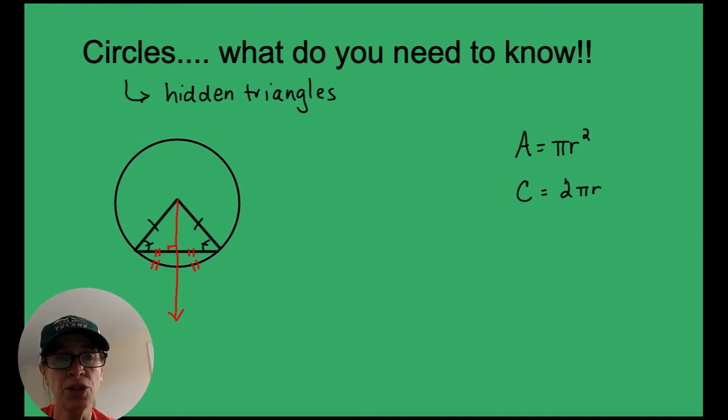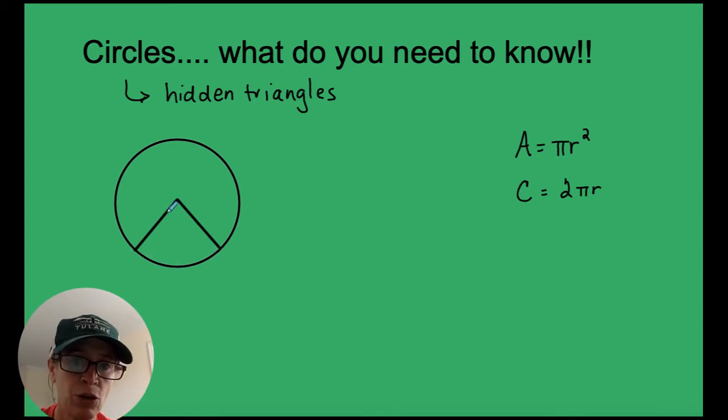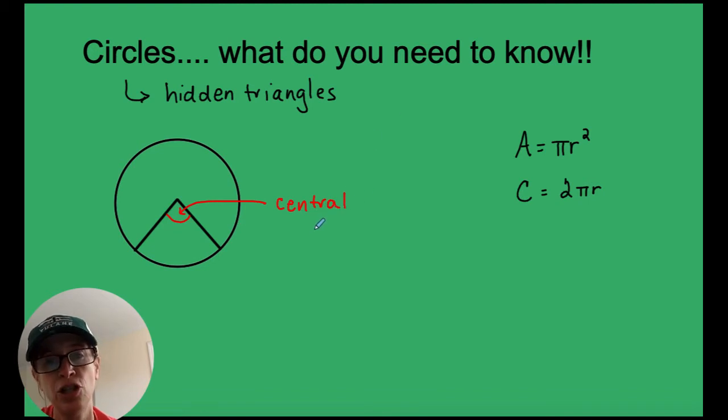Now, I also want to talk about the angles of a circle and the arc measure of a circle. So let me erase this and let's start over. This angle that is created right here with the two radii is called a central angle. And it is a rotational measurement. It is a degree measure. So we could say it's like 30 degrees.